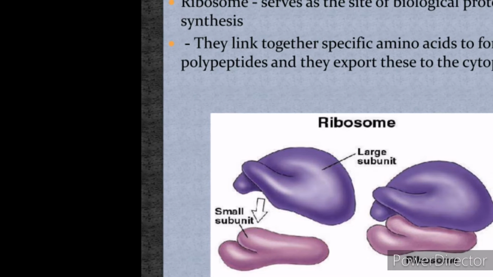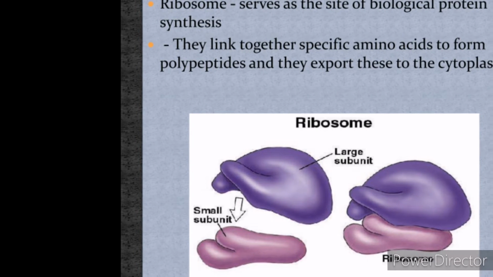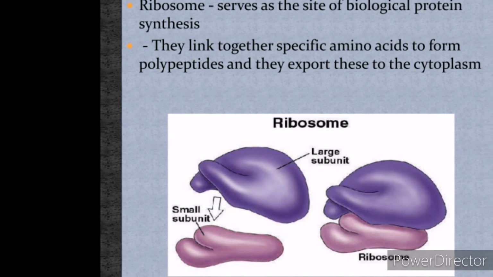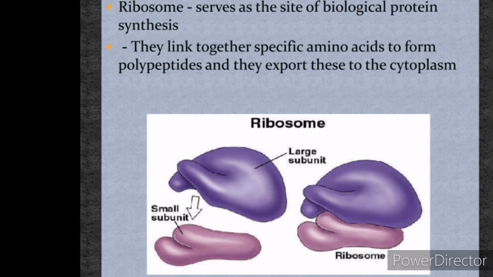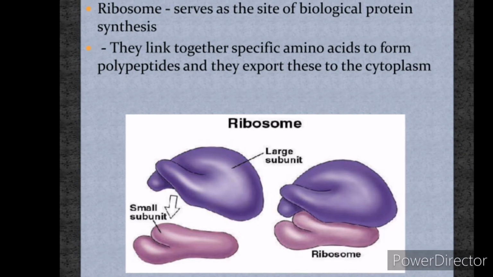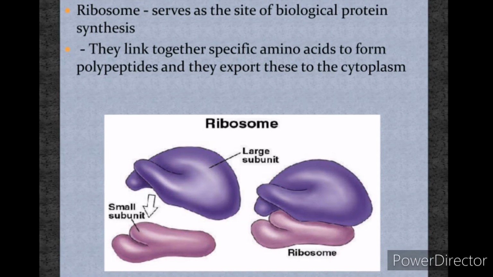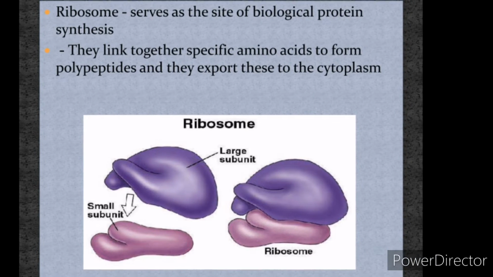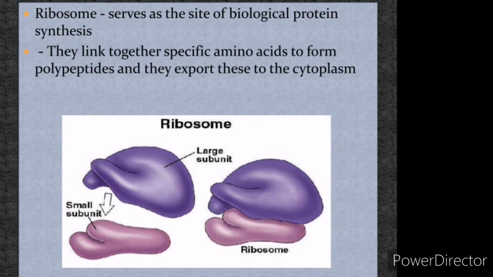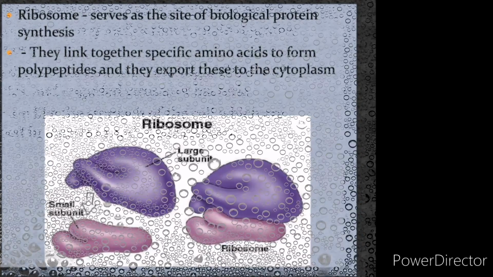Ribosome serves as the site of biological protein synthesis. They link together specific amino acids to form polypeptides and they export this to the cytoplasm. Large subunit and small subunit make up what we call the ribosome.